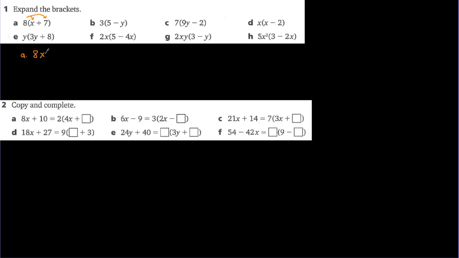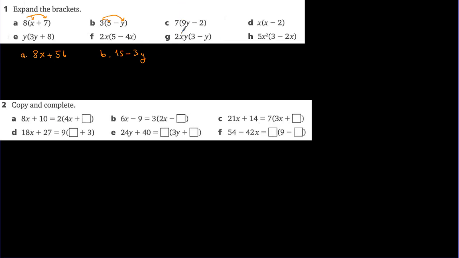It's going to be equal to 8x plus 56. And here, for the b1 I can do 3 times 5, 3 times minus y. It's equal to 3 times 5, which is 15, minus 3 times y, which is going to be minus 3y.